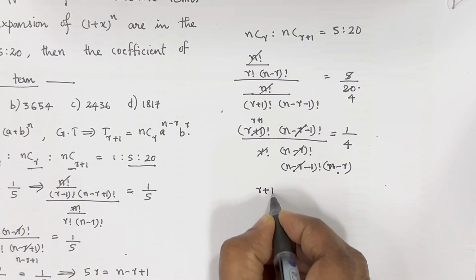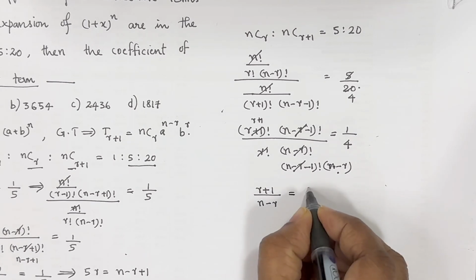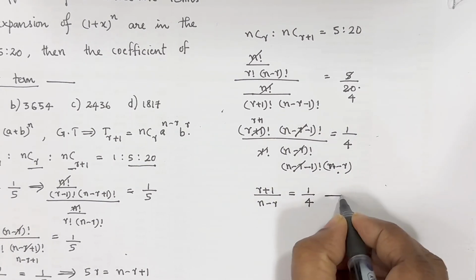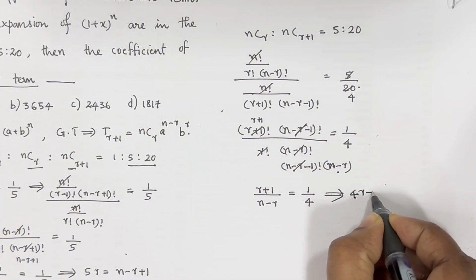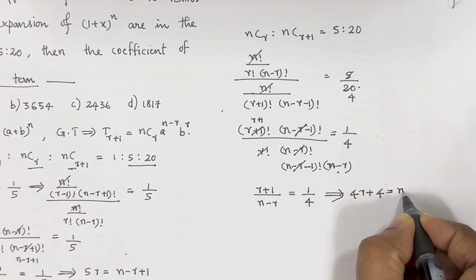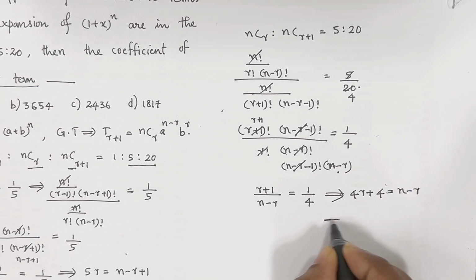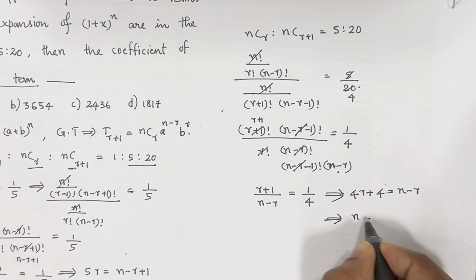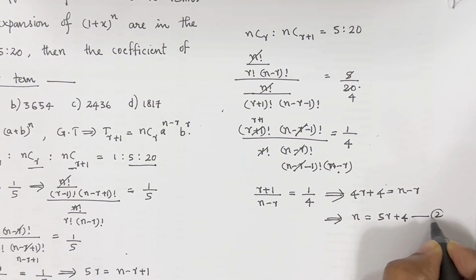That is equal to r plus 1 whole divided by n minus r is equal to, right side is equal to 1 by 4. Now cross multiply and simplify here. That is 4 into r plus 1 means 4r plus 4 is equal to n minus r. Now take this r to the left side. That is n is equal to 4r plus r means it is 5r plus 4. Mark this as equation number 2.